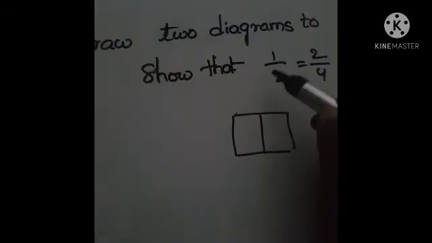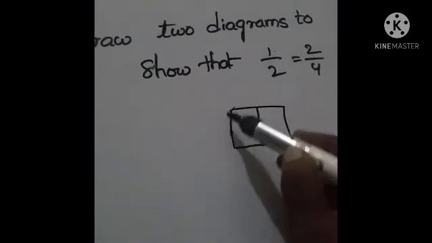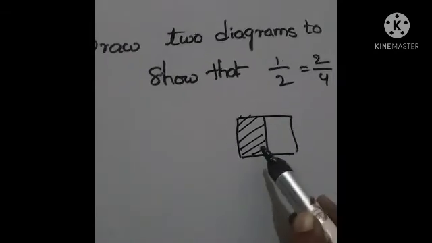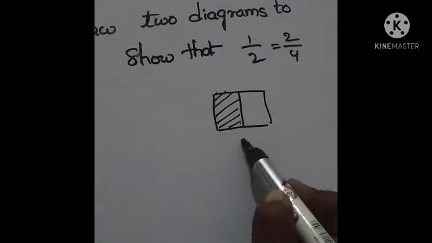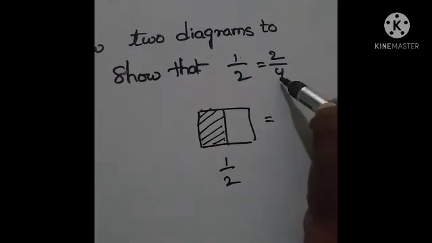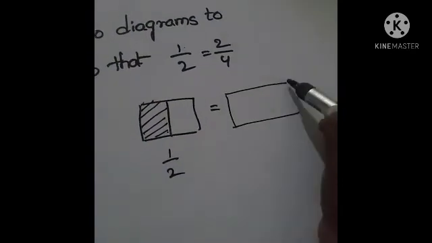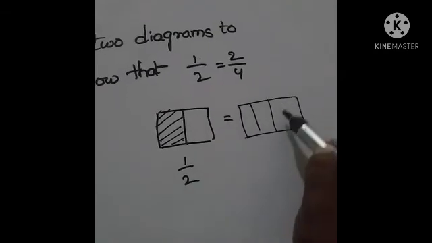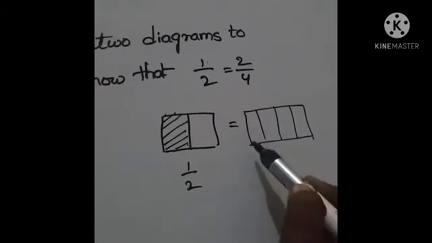So, shaded portions, how many are there in the place of numerator? 1. So, color it. Fill up this box. This picture shows the fraction 1 by 2, which is equal to, here given 4 in the place of denominator. So, we have to draw totally 4 boxes: 1, 2, 3, 4. We have drawn totally 4 boxes.